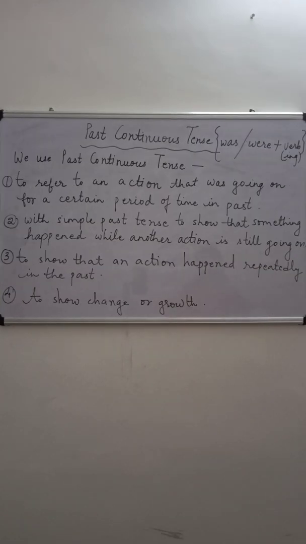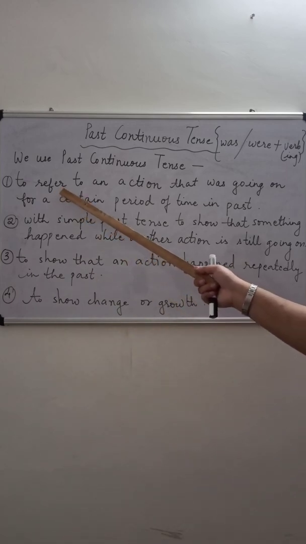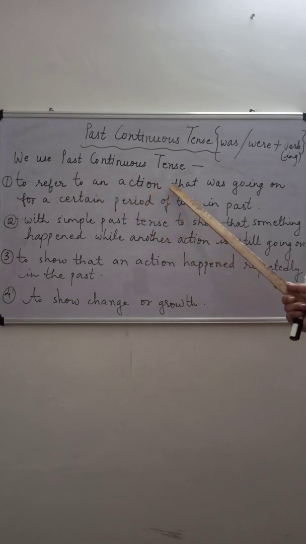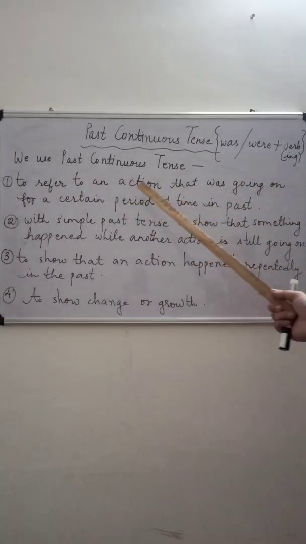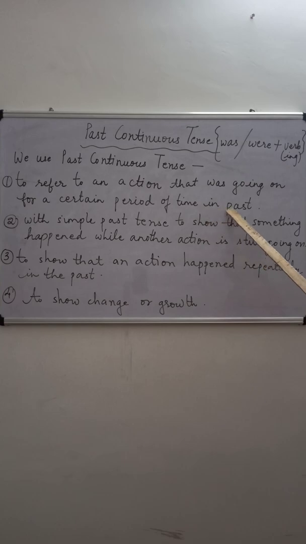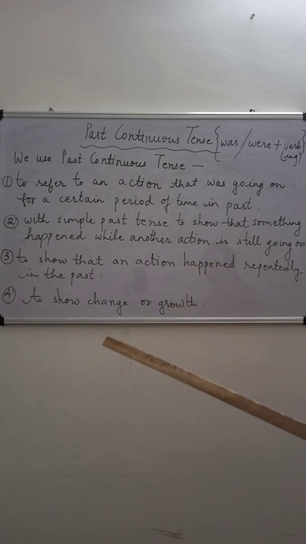Now children, I am going to teach you about past continuous tense. Now when do we use past continuous tense? We use past continuous tense in the following cases. Let us see the first case. First, to refer to an action that was going on for a certain period of time in the past. So we use past continuous tense to refer to an action that was going on for a certain period in the past.